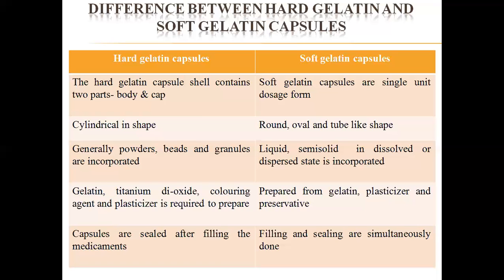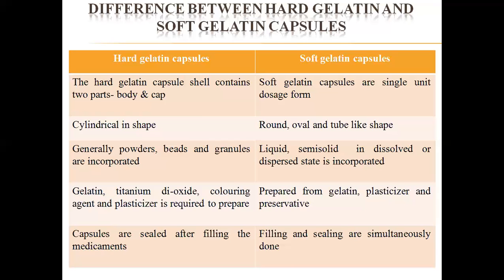The components of hard gelatin capsules are gelatin, titanium dioxide, coloring agent, and plasticizer, whereas gelatin, plasticizer, and preservative are the components in case of soft gelatin capsules.